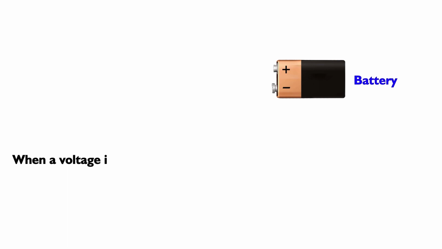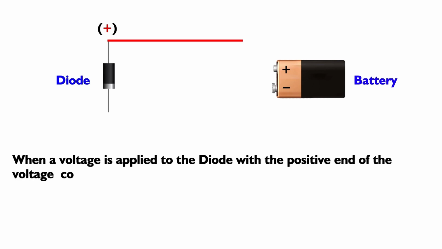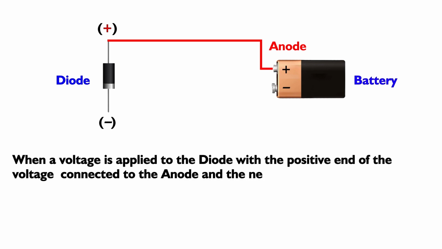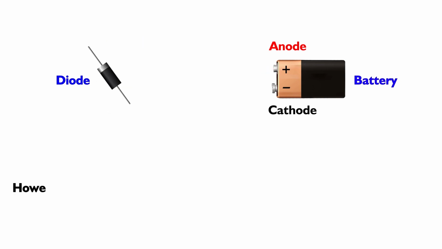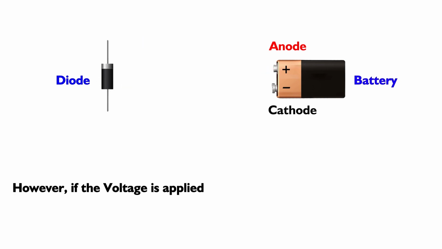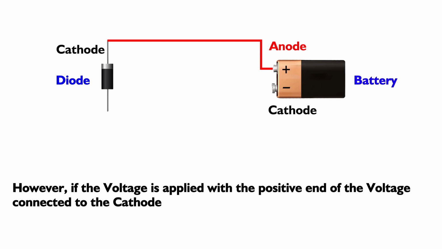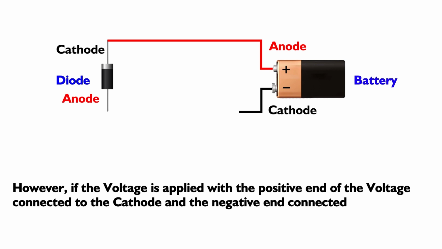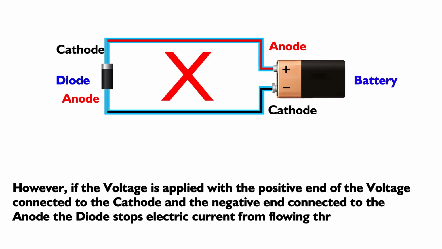When a voltage is applied to the diode, with the positive end of the voltage connected to the anode and the negative end connected to the cathode, it allows electric current to flow through the diode. However, if the voltage is applied with the positive end connected to the cathode and the negative end connected to the anode, the diode stops electric current from flowing through it.